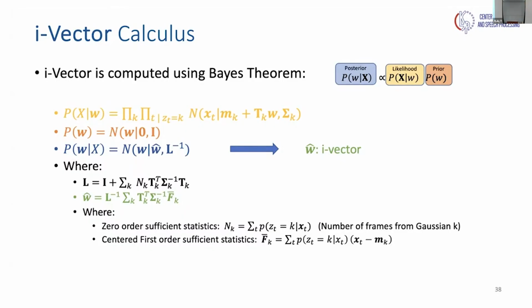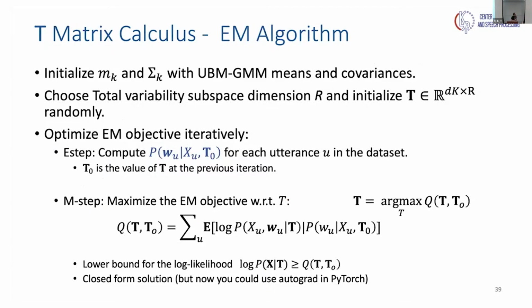Basically, it is the sum of all the features that were assigned to Gaussian k, but centered on the mean of the UBM. So you take the acoustic feature, subtract the mean of the Gaussian it has been assigned to, and then sum all the centered features that were assigned to Gaussian k. Those are basically what we call the sufficient statistics. So with N_k and F_k, you can calculate the i-vector. Okay.